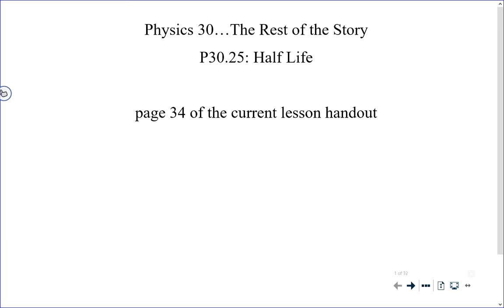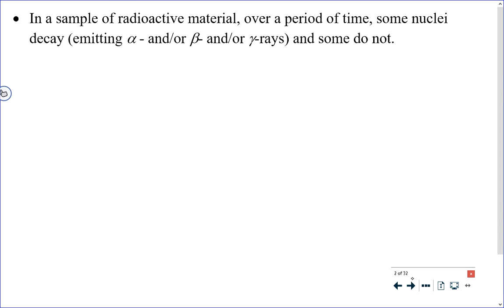Welcome to the final week of this little journey that we've been on. Today what we're going to be looking at is half-life, and this lesson can be found on page 34 of your current lesson handout. So if you had a sample of radioactive material, let's just pick on polonium-210.